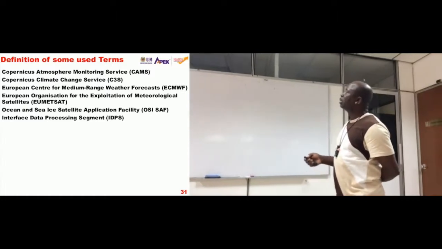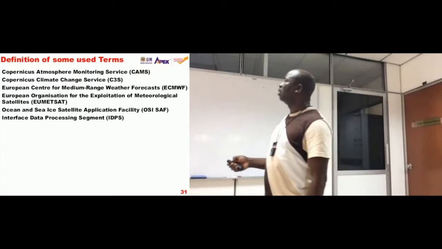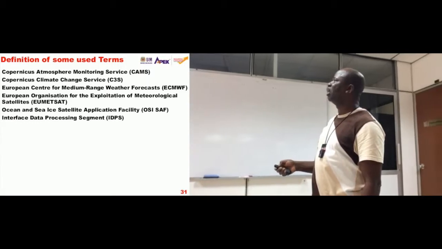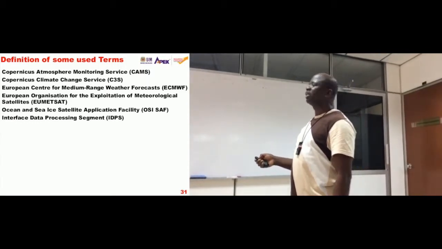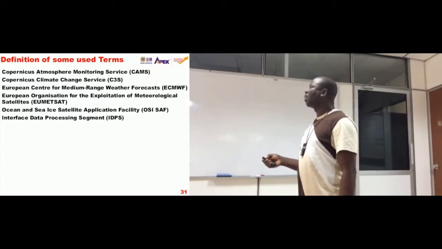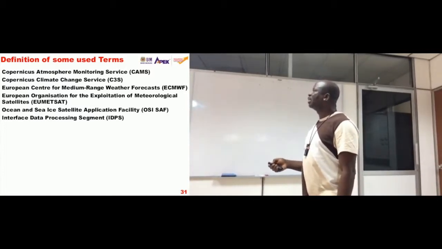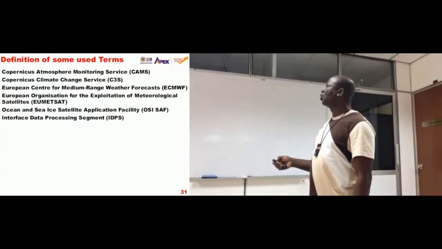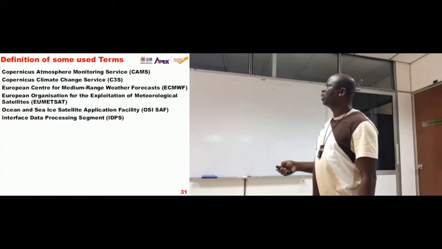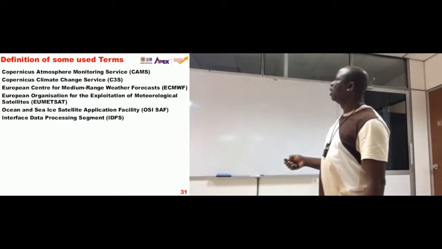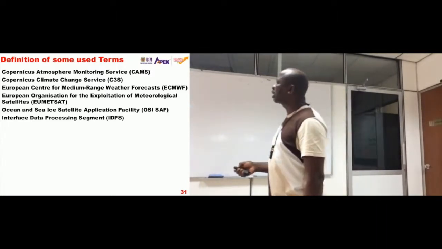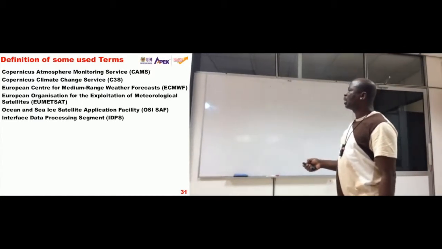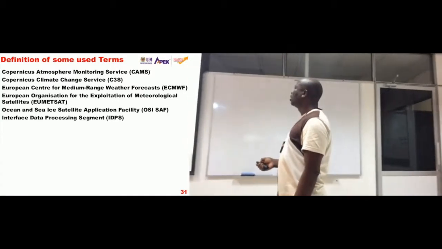Now, some of the terms I did not define. If you see CAMS, it means Continuous Atmosphere Monitoring Service. That is mostly a European service. C3S is the Copernicus Climate Change Service. ECMWF is the European Centre for Medium-Range Weather Forecasts. And EUMETSAT is the European Organisation for the Exploitation of Meteorological Satellites. OSI SAF is the Ocean and Sea Ice Satellite Application Facility. And then the Interface Data Processing Segment.